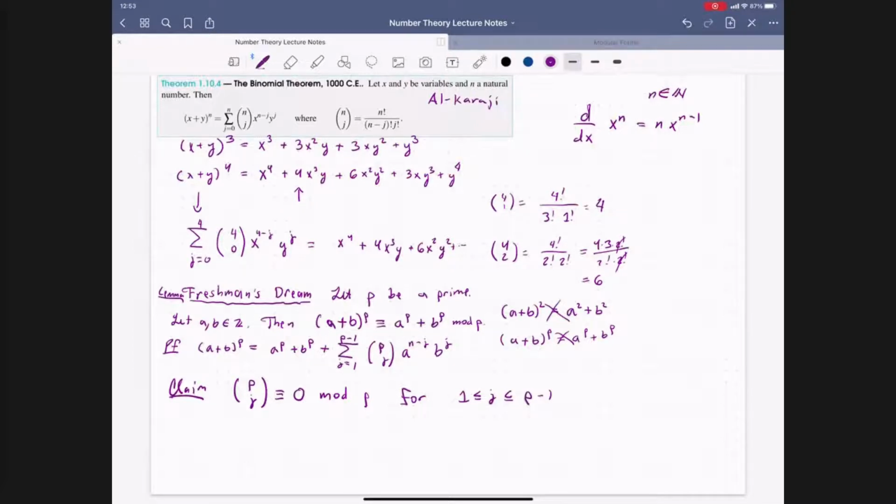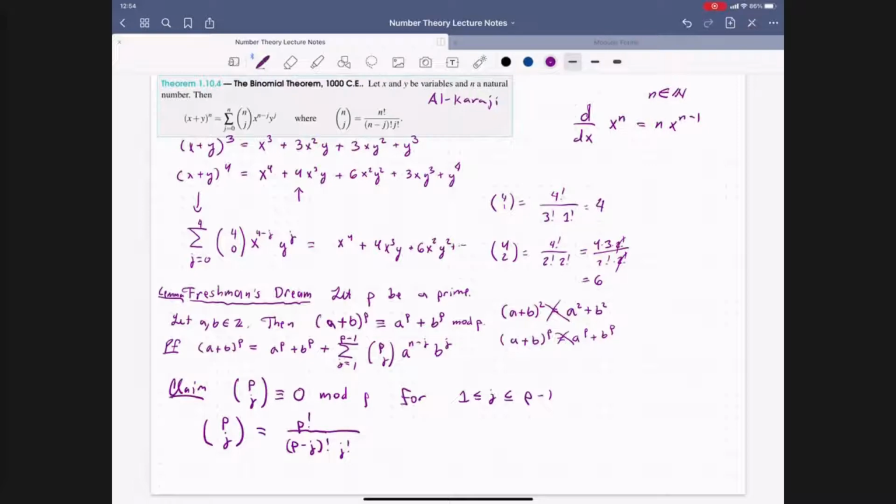Alright, so if we go ahead and apply the definition of p choose j, this here is going to be p factorial over p minus j factorial times j factorial. And so that's what we have.